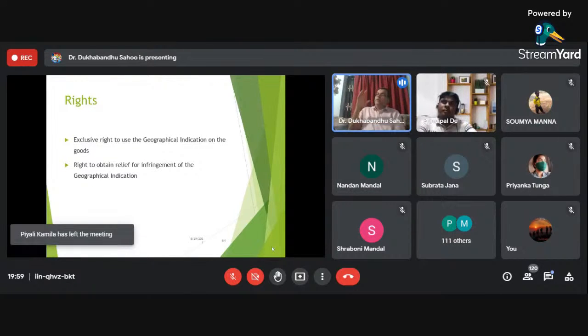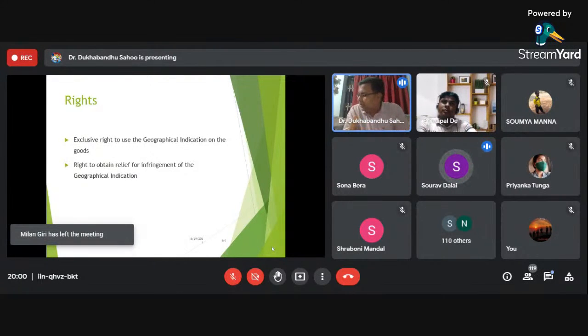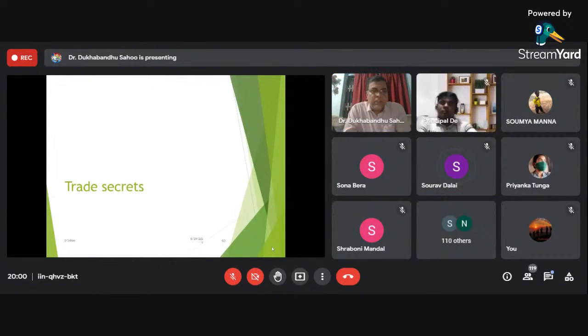You can write a geographical indication on the product, saying that this is mango pickle from a particular place, Malda.